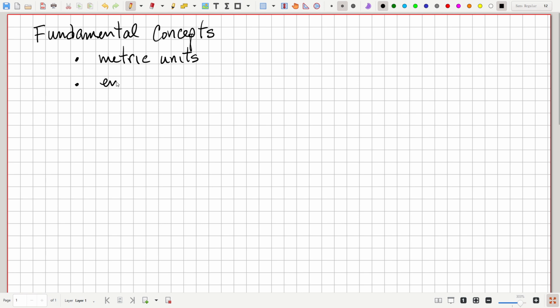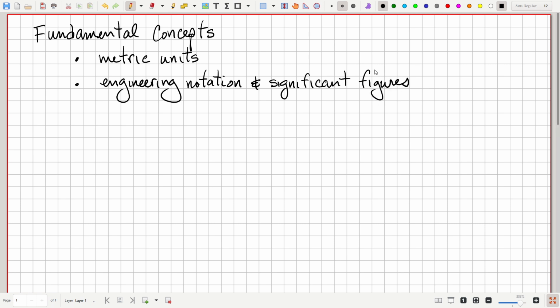We'll describe engineering notation, and the idea of significant figures. Then we'll cover electric charge, current, and voltage, which will play a central role in this course.